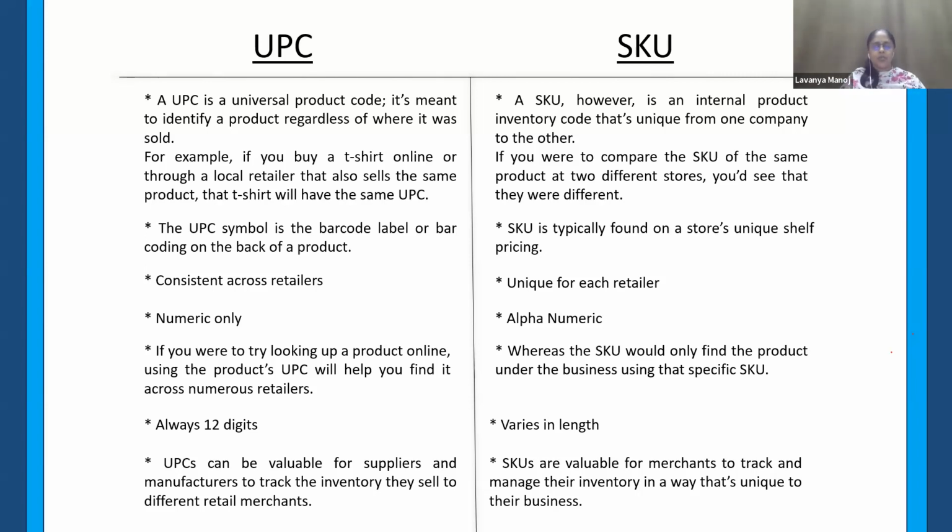That is not going to make any changes, because the product may be different, or even if it is the same product, the shop is different. That shop is different, this shop is different, so it's not going to make much difference. So UPCs can be valuable for suppliers and manufacturers to track inventory, and SKUs valuable for merchants, that is the retailers or the wholesalers, to track and manage their inventory.